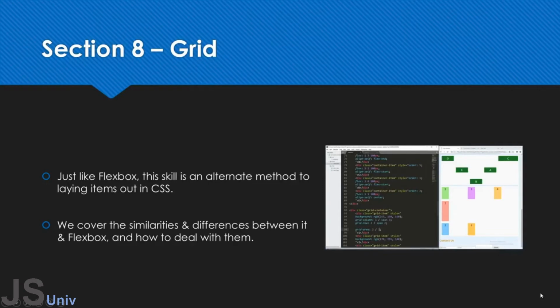So the next section is pretty similar to section 7. It's going to be looking at another alternative to using normal layout features in CSS. It's called grid, and there are a lot of similarities, but we're also going to be talking about the differences. So along with going over a comprehensive overview of how grid works, we're also going to be going over some of the similarities and differences, comparing it to Flexbox. And then we're going to talk about which one you should use in each individual situation.